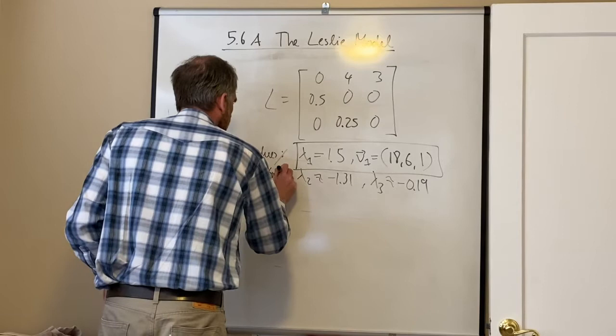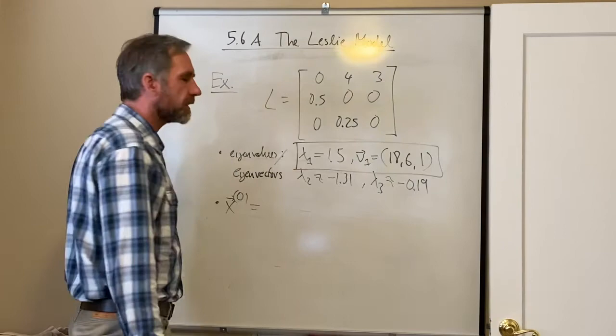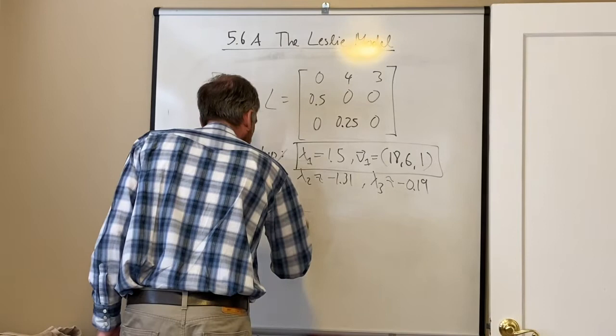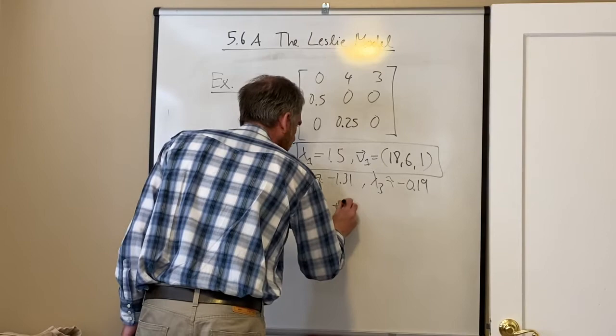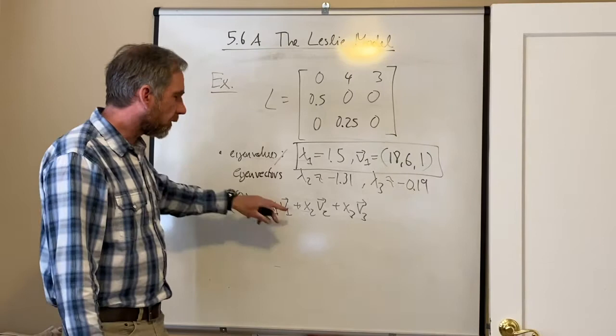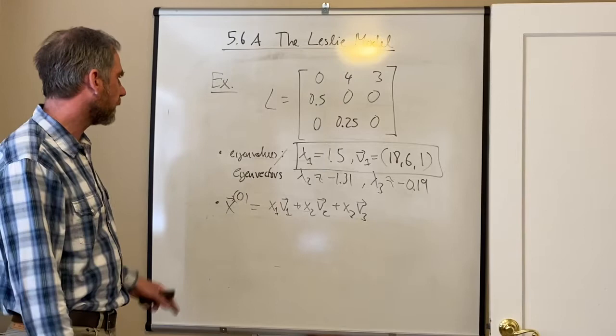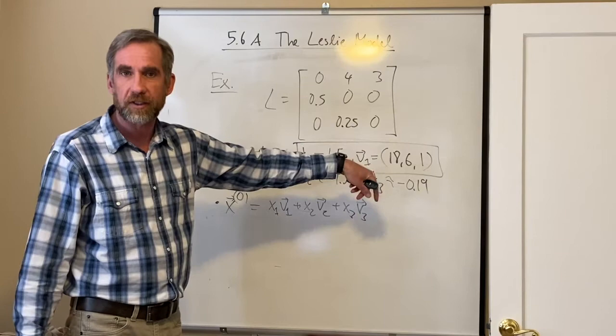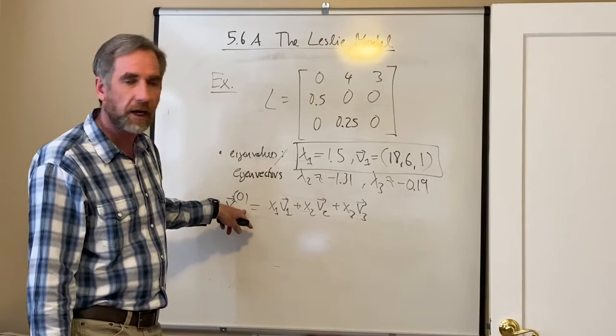So the idea is if I have my x0 vector, I need to express that in terms of this new basis. So that is x1 v1 plus x2 v2 plus x3 v3. Again, just as a brief reminder, it certainly has been mentioned previously more than once, but the idea is that you have to set up the matrix P with the eigenvectors as column vectors, and then apply P inverse to the actual coordinates of the starting vector.